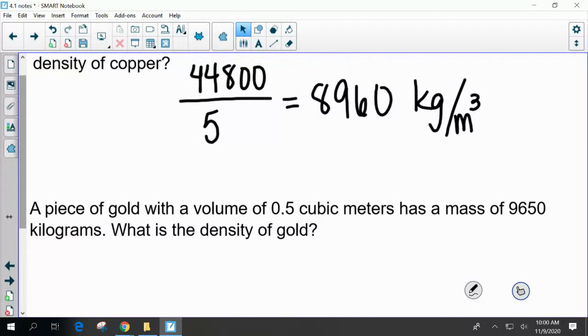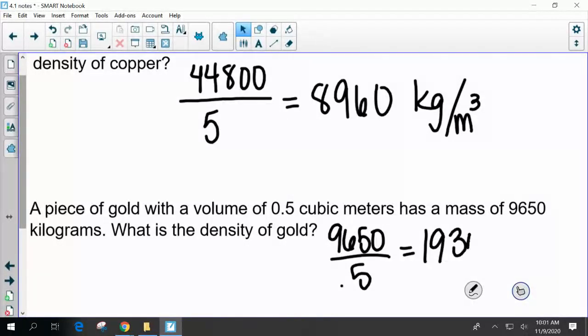Your density of gold would be 9,650 divided by 0.5. So you're looking at 19,300 kilograms per meters cubed. And if you think about it, this makes sense when you talk about the density of the different metals. Like, for example, out of the 4 we calculated today, aluminum is the lightest. Why do you think you probably deal with aluminum the most in your everyday life? Because it's the lightest.